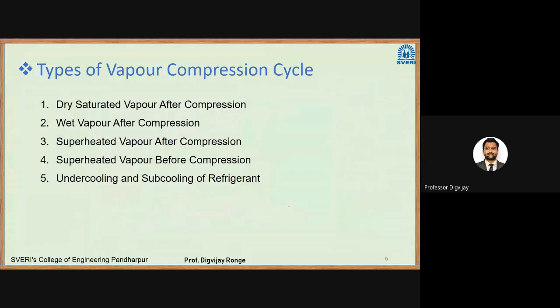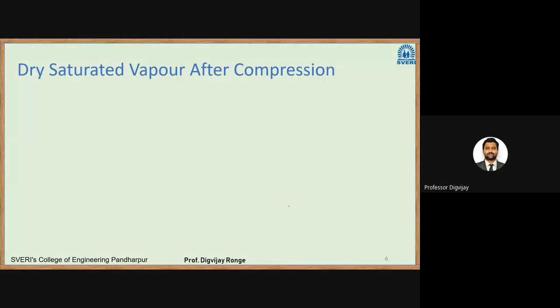So, types of vapor compression cycles. There are 5 types. First is dry saturated vapor after compression, wet vapor after compression, superheated vapor after compression, superheated vapor before compression, and undercooling or subcooling of the refrigerant. Okay, so we'll see one by one. First is dry saturated vapor after compression. Okay, so I'll draw the diagrams.